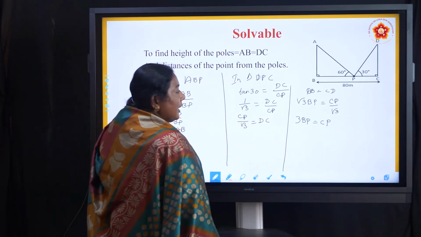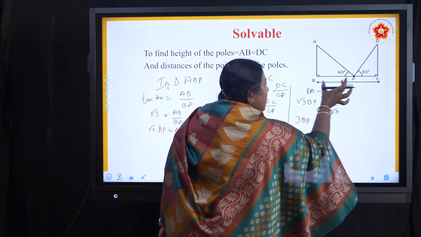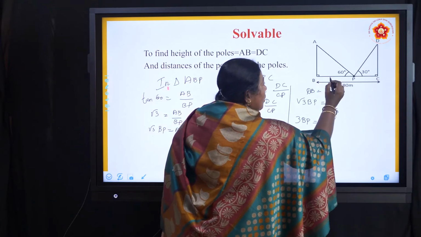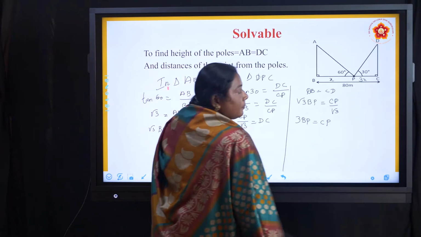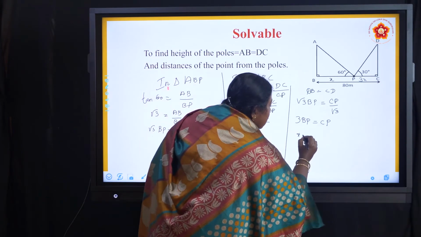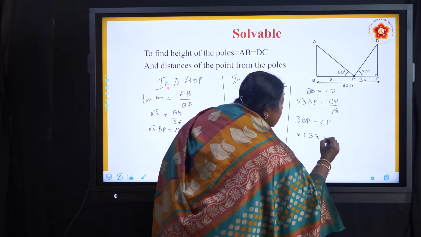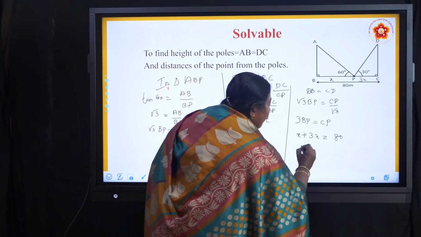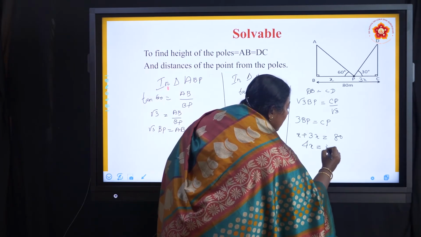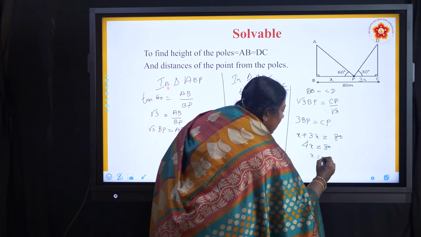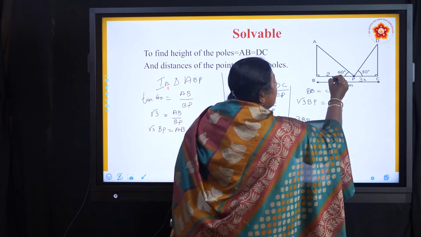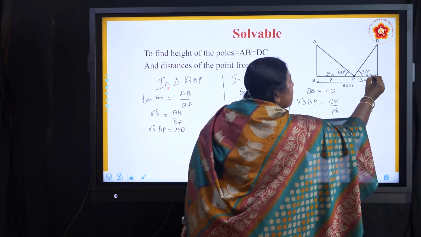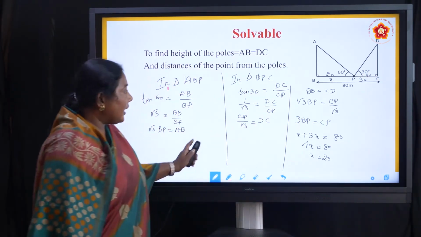So what they are telling? CP is equal to 3BP. So if this is X, this is 3X. So X plus 3X is equal to 80. So 4X is equal to 80. So my X is equal to 80 by 4, 20. So this is 20 and the balance is 60. So easily you can get the answer.